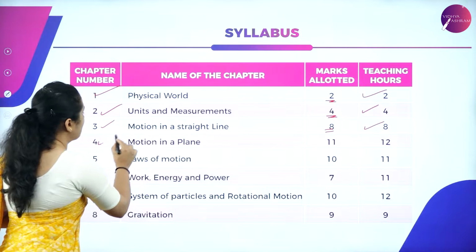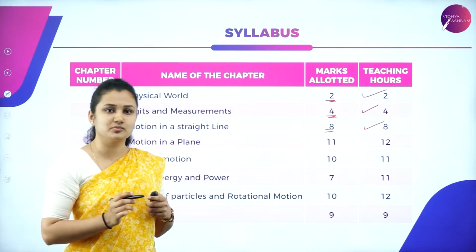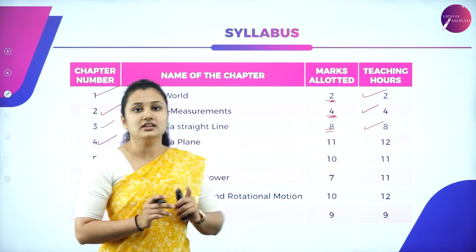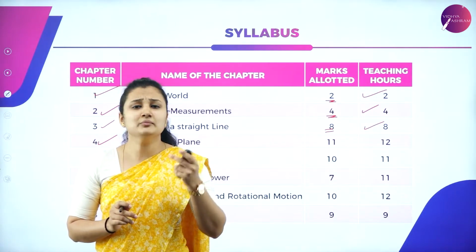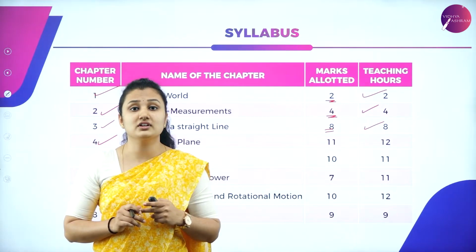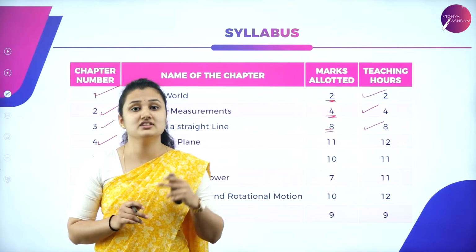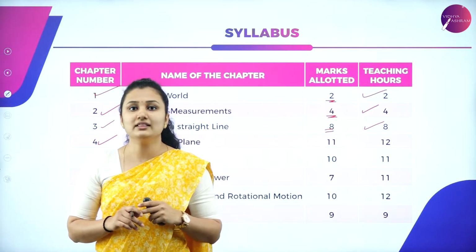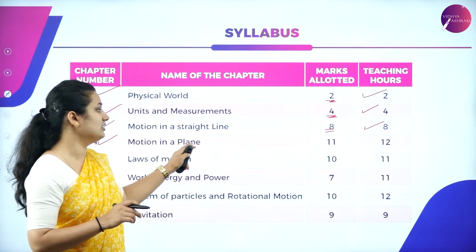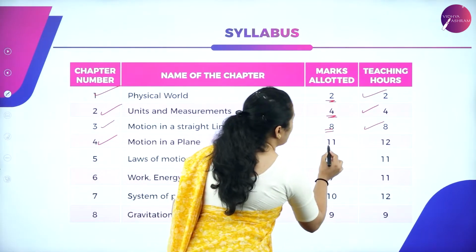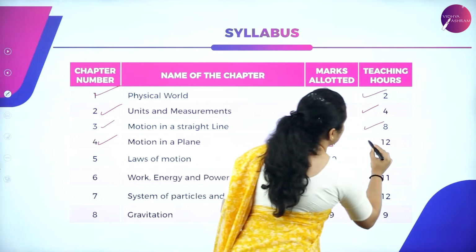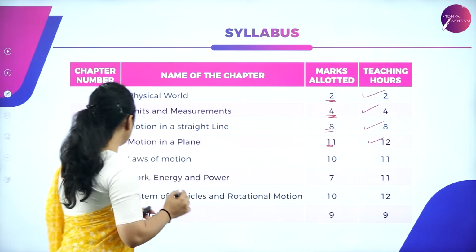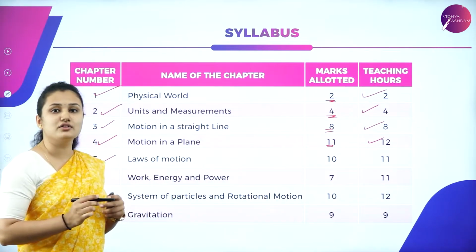Next, the fourth chapter in the first part of textbook is motion in a plane. In this chapter, you learn what do you mean by motion in a plane and what is vector addition, what is multiplication of vector, what is division of vector. All these you'll be learning in motion in a plane, which has weightage of 11 marks and teaching hour is 12. Next, the fifth chapter is laws of motion.